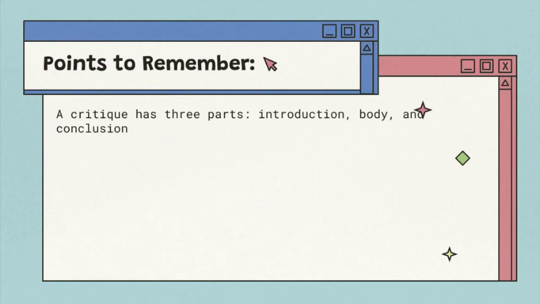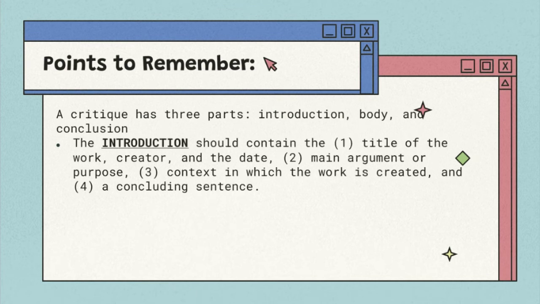Points to remember. Like an essay, a critic has three parts: introduction, body, and conclusion. Typically, the introduction is short, and you should name the work being reviewed, as well as the date it was created and the name of the author or creator. Next, describe the main argument or the purpose of the work. Then explain the context in which the work was created. This may be a social or political context, or the relationship between the work and the creator's life experience. Lastly, have a concluding sentence that signposts what your evaluation of the work will be.